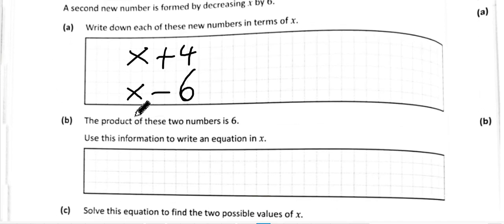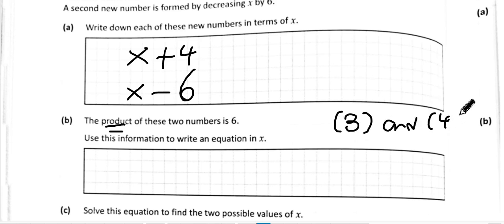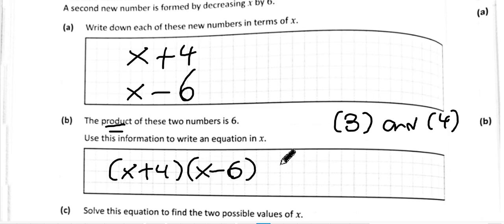Now, the product of these two numbers. Does anybody know what the word product means? What's the product of 3 and 4? 12. Product means multiply. So multiply the first number by the second number, and the answer is 6.